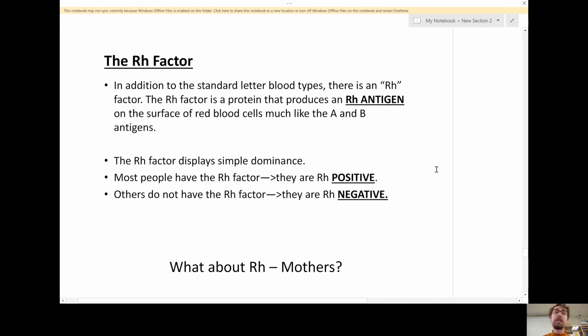So this way we kind of double our amount of blood types, so we can end up with AB positive, AB negative, O positive, O negative. And it's another factor to worry about when donating or receiving blood. If you're O negative, you don't have that Rh factor, and you can donate to a positive person. However, a person that is Rh negative cannot receive blood from a positive donor.